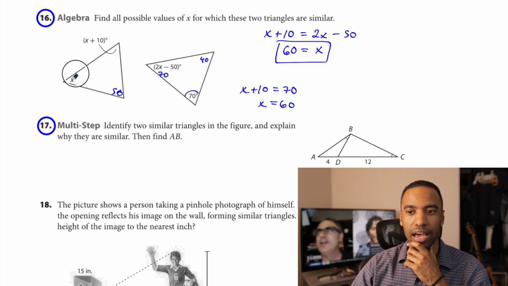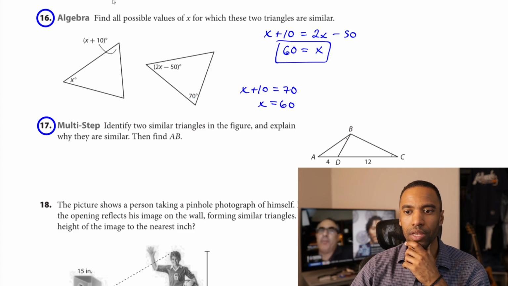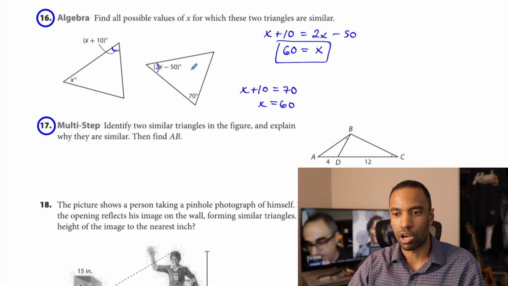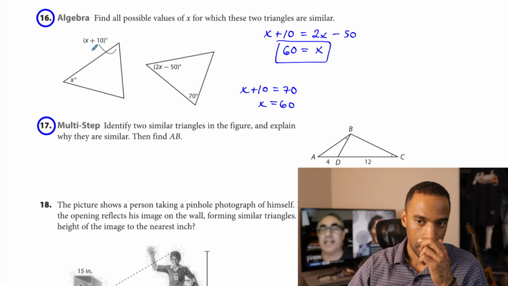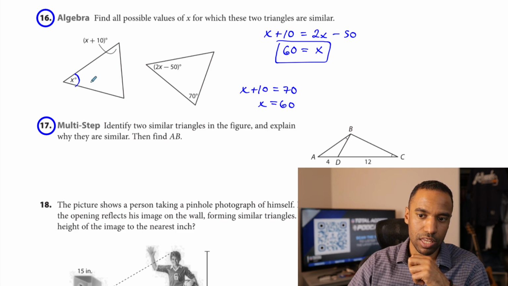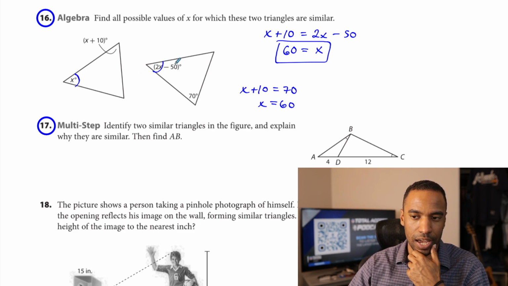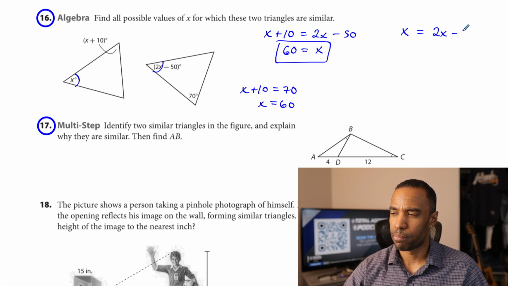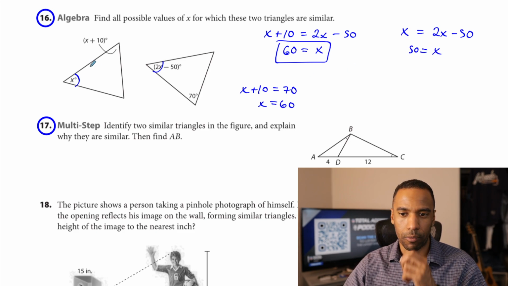So it looks like I'm having some trouble taking this x plus 10 and making it congruent to any of the other labeled parts in order to solve for x. It doesn't seem to work out. Let's go ahead and try this x here with this guy. We're going to set x equal to 2x minus 50. When I subtract x and add 50, I'm going to get x equals 50. Let's see how that one pans out.